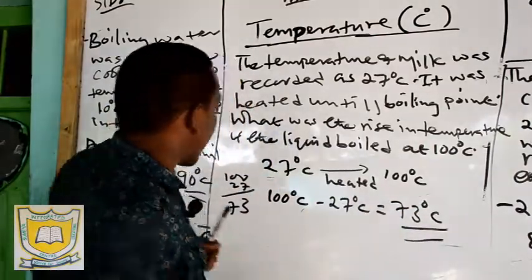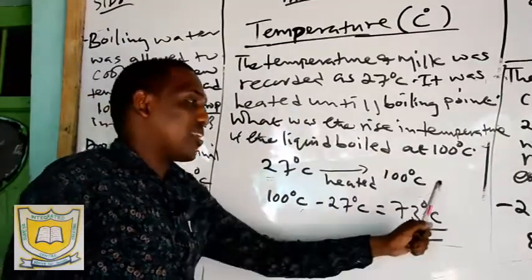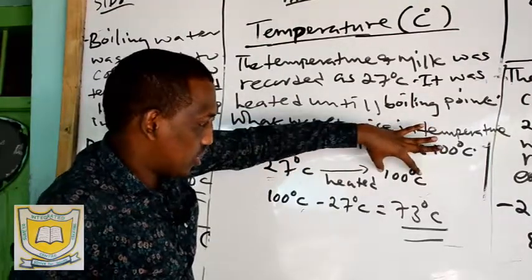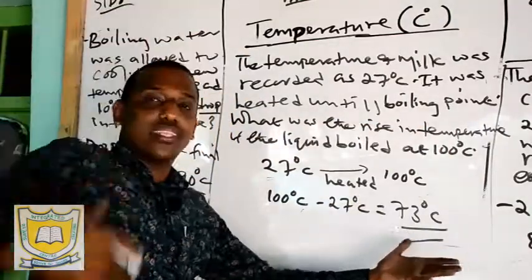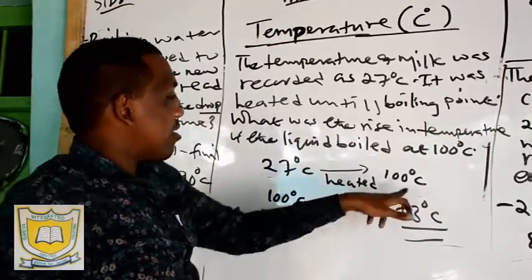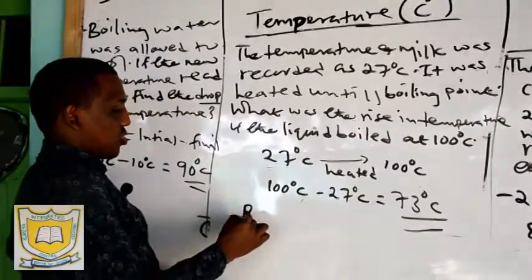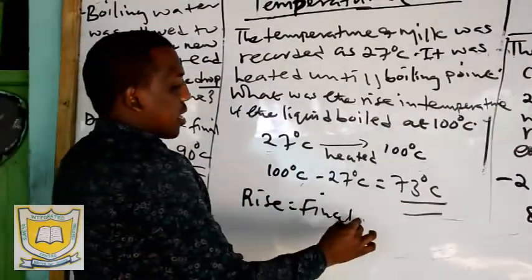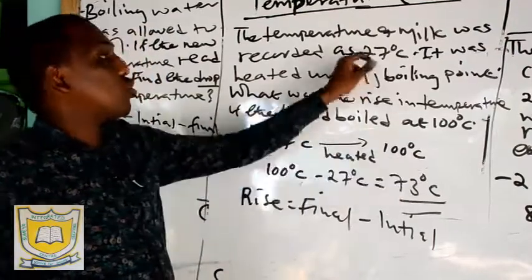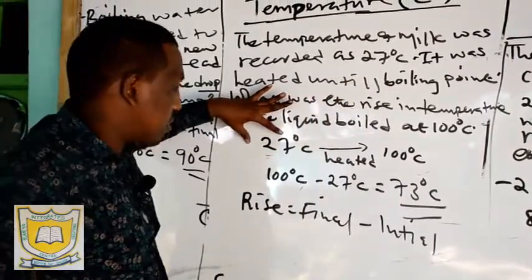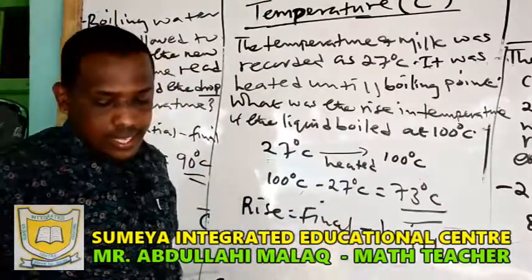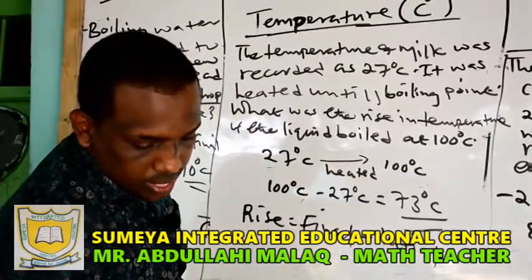That was the rise. So if you add now 27 plus the rise, which is 73, you will get 100 degrees Celsius. They are saying it was 27. After heating, it has read this. So what was the increase now? From 27, it was 73 now. So you say rise is equal to final minus initial. Final temperature minus initial. Final is this. Initial, it was this, before it was heated, 27. That is now initial. The reading is the final. So final is 100 minus the initial degrees.